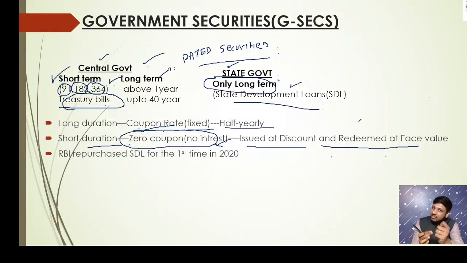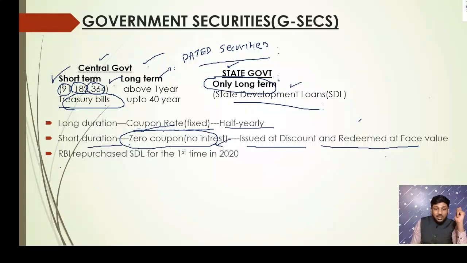It is issued at a discount of 100 rupees, at 900 rupees, but it is redeemed, or you get it back, at the face value of 1000 rupees. And 1000 minus 900, that is 100, will be the profit for you, and no interest will be received for this instrument. Therefore, it is known as issued at a discount and redeemed at the face value.